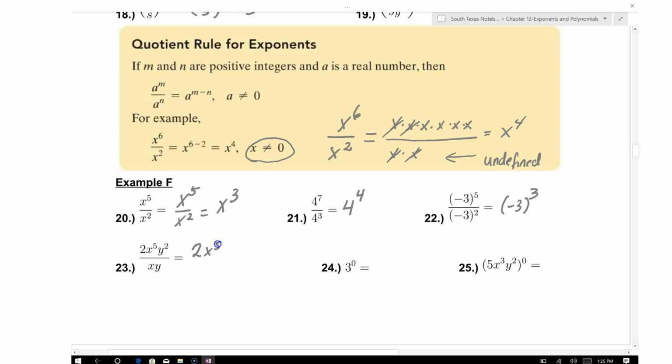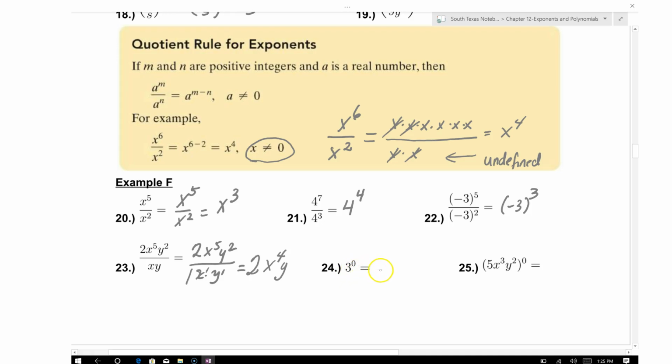2 times x to the 5th, y to the 2nd, divided by x times y. Well, we notice that we have a 1 there, so it's going to be 2 divided by 1 is 2. We have an x to the 5th divided by x, and that's a 1. So it's understood as 1. So 5 minus 1 is 4, so we have x to the 4th. And if you see with the y, it's understood as 1. So y to the 2nd divided by y is going to be y.